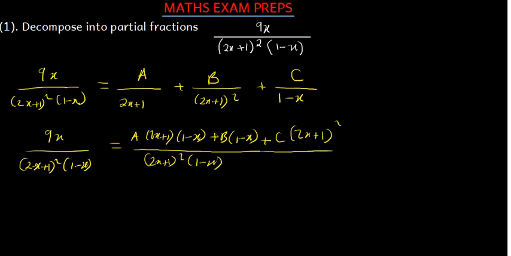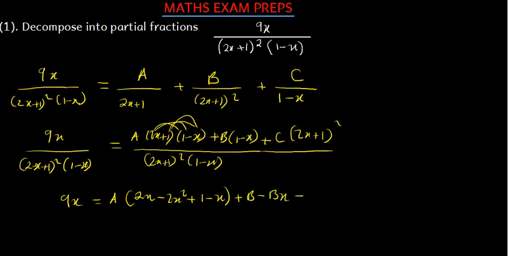Because the denominators are the same, we just equate the numerators. So 9x is equal to A. I can expand (2x + 1)(1 - x): 2x times 1 is 2x, 2x times negative x is negative 2x squared, 1 times 1 is 1, 1 times negative x is negative x, and then plus B times 1, that is B, then B times negative x is negative Bx, and then plus C.